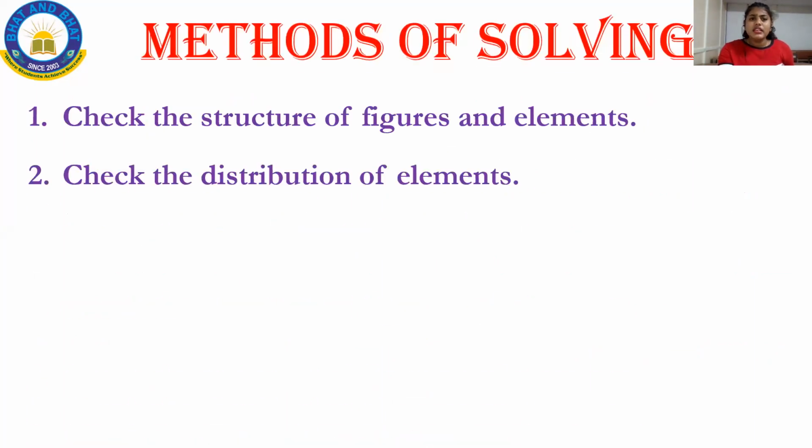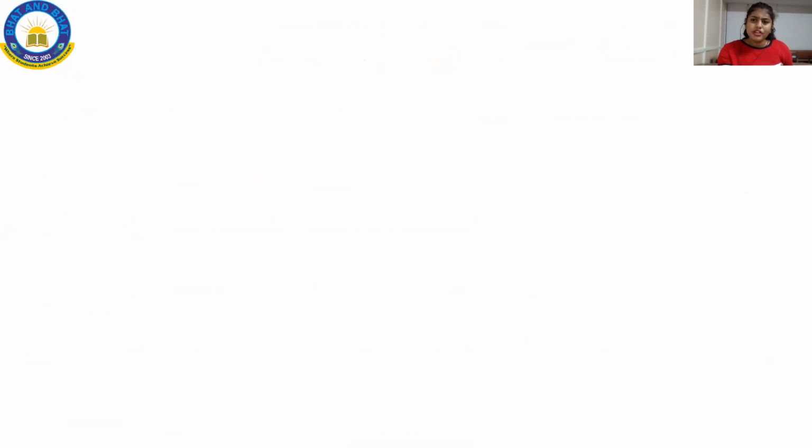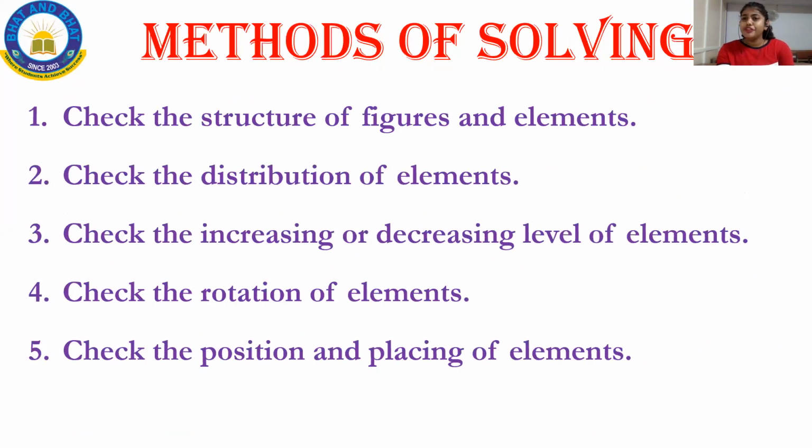So students, to solve that particular chapter, we need to follow some methods. To solve all the chapters also, we need methods. I do agree that it is very easy. You people learn from 5th standard, but we need to know what the methods are. What are the methods we should follow to solve this particular chapter, odd man out? See, first one, check the structure of figures and elements.